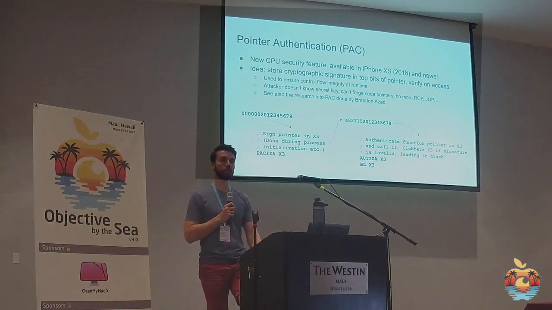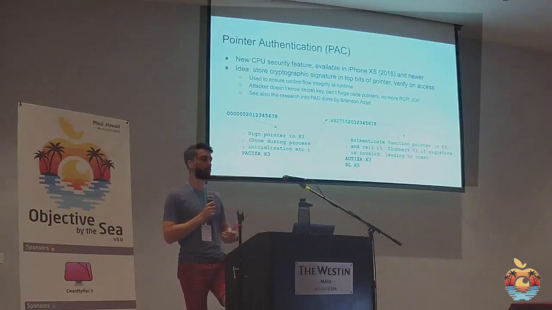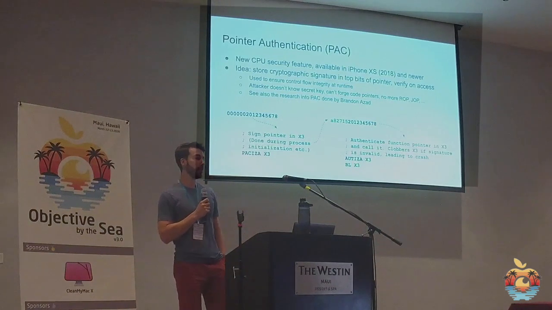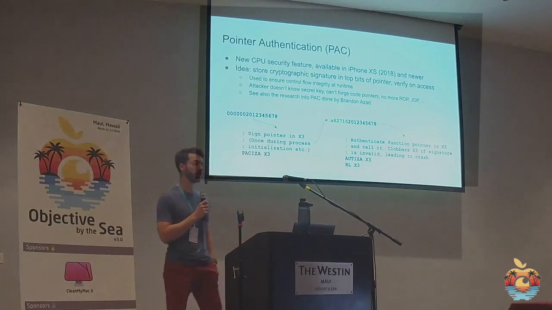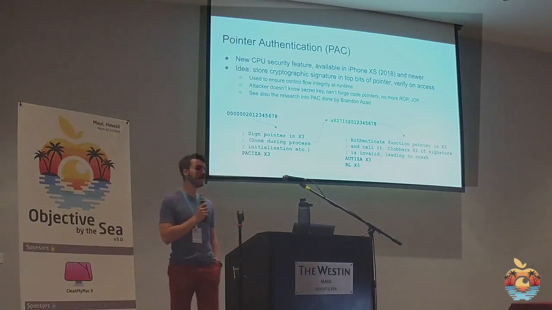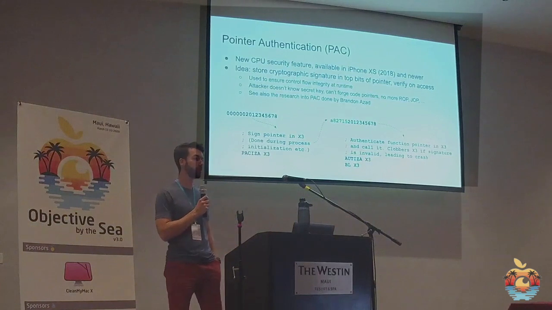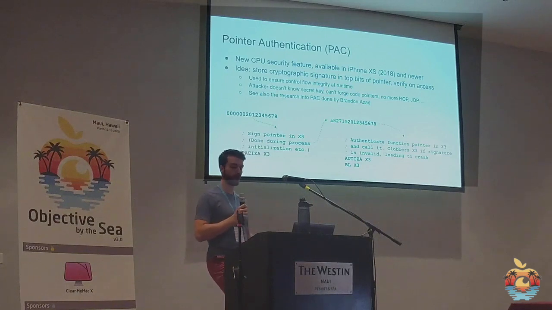And then when you actually use this pointer to jump to some code, you authenticate it, right? This authentication recomputes the signature and compares it with the one in the pointer, and if it doesn't match, it will pretty much just crash your process. So it is used to ensure more or less control flow integrity currently. It can do more, and it probably will be used to do more stuff. The key idea is the attacker doesn't have the key, and so the attacker can't compute these signatures. Brandon did some really good research into this and wrote blog posts, so if you're interested, go check those out.